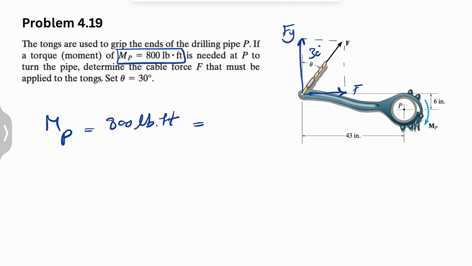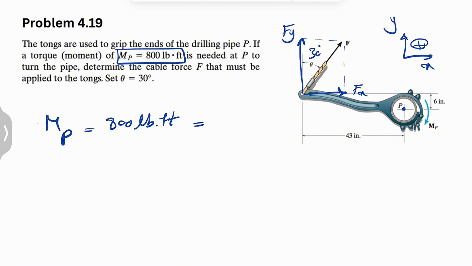So we know theta here is 30 degrees, and because it's easier for us to figure out the perpendicular distances if we have the force in X and Y, we're going to resolve F into two components, Fy and Fx, and this is going to be our X and Y axes. Basically, we're going to consider the moment of Fx and Fy about point P.